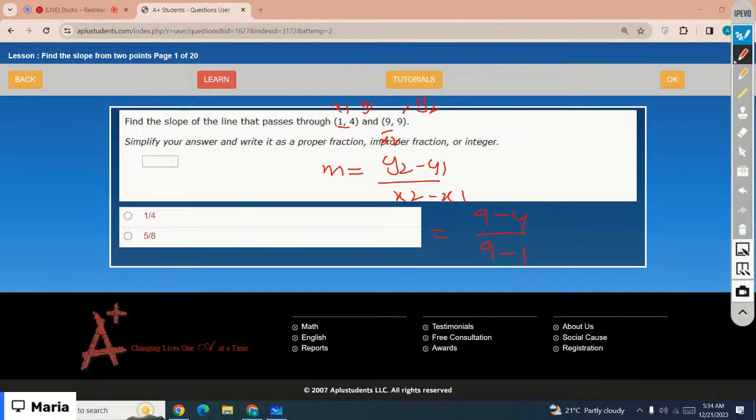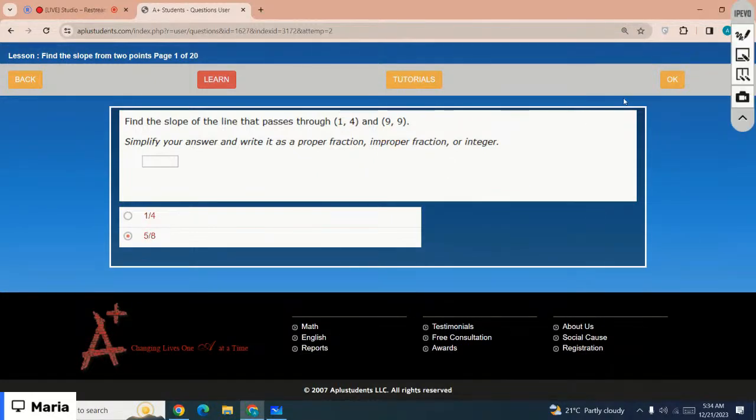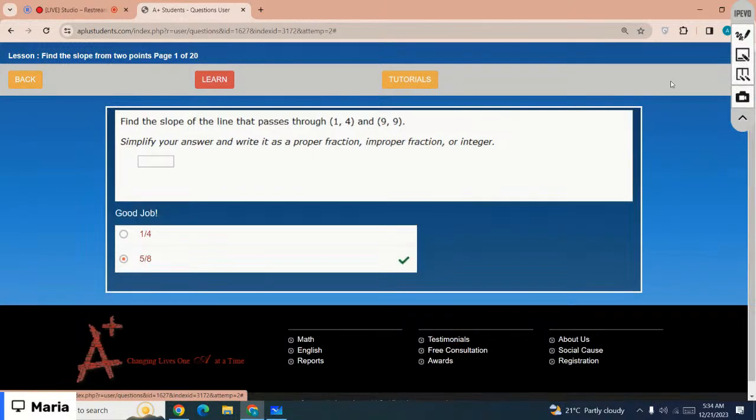Yes, that is 9 minus 4, that is 5 over 8. The correct option is 5 over 8, right?